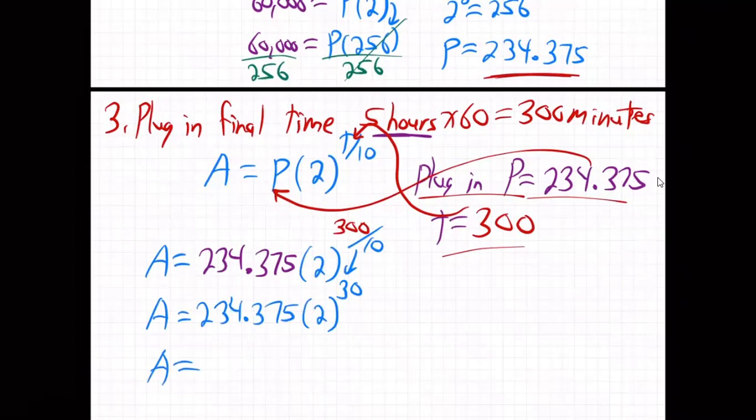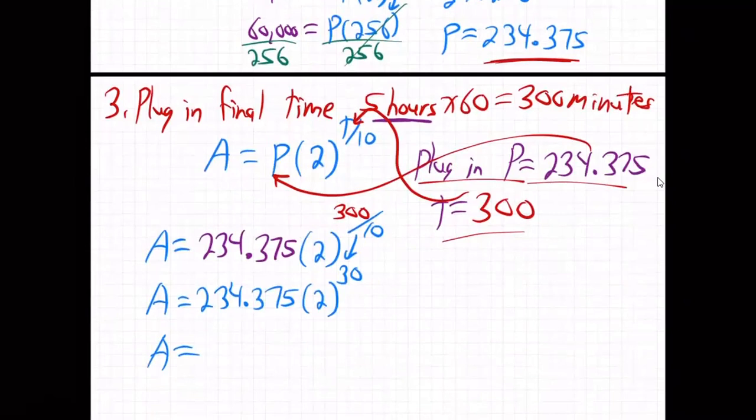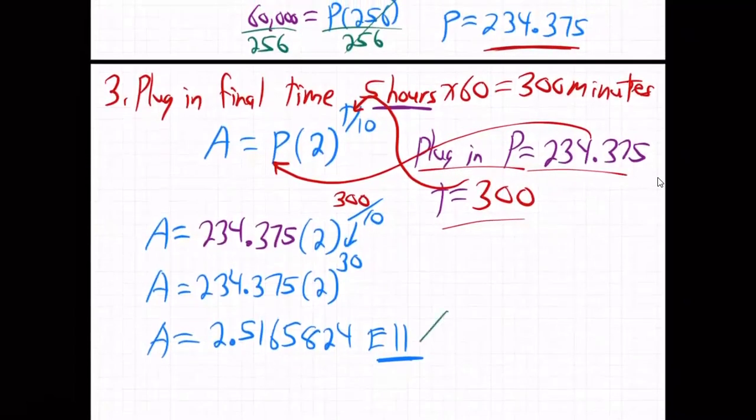It's going to be a big number. I don't know how this is going to work. Yeah, I got a crazy big number. All right, let me tell you about this number. I got 2.5165824, and then I got this E11. I don't know how your calculator does it, but let me explain this. That E stands for exponent. It means times 10 to the 11th power.